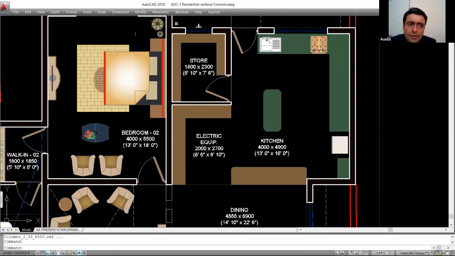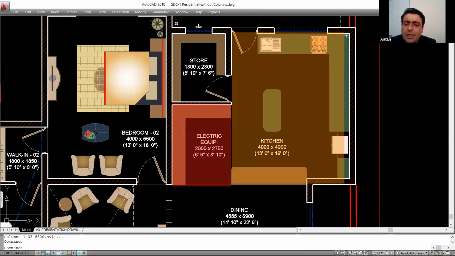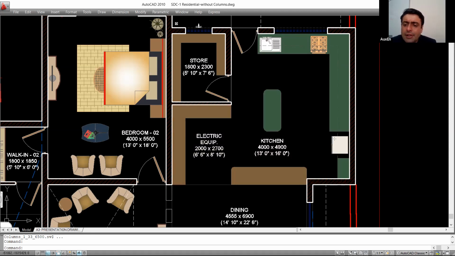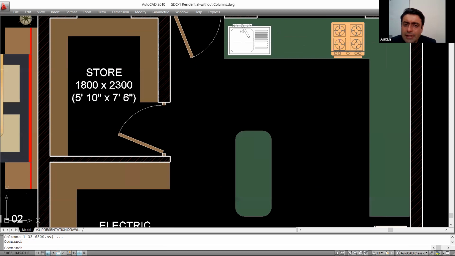So in your kitchen, you have two spaces. One is this space to put your electrical equipments, maybe like a cooking range or microwave, or dishwasher, whatever. And this is your kitchen space. So all these are your kitchen counters, cabinets, etc. You have a place for the refrigerator, fridge. You have this gas stove. This is your sink. I hope you are able to understand this.